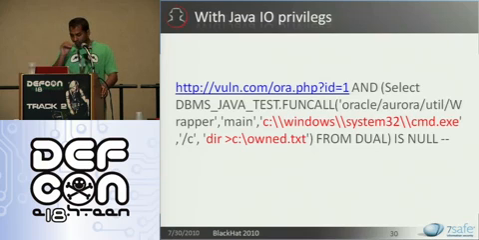So this is how the exploit would look. All you do is call this function, dbms_java_test.funcall. And as an argument, you pass the Oracle class and whatever code you want to execute. The only limitation is that you need Java IO permissions, and without Java IO permissions, you cannot execute this class. You have execute permissions on the function, but you cannot execute that class without Java IO permissions.